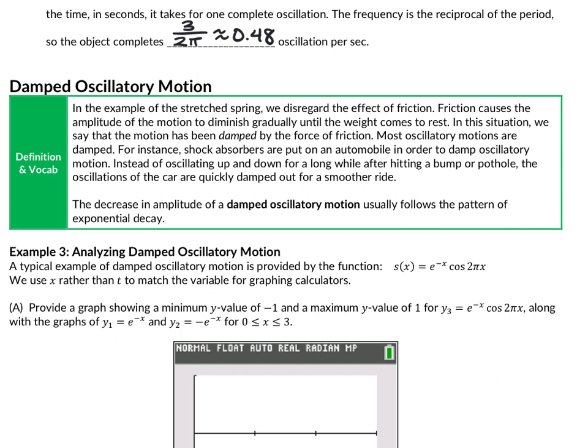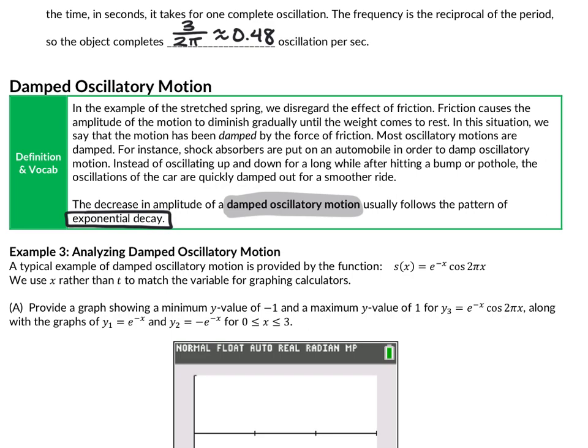So if we think about that, we can actually model those things with different types of functions. This is called damped oscillatory motion. Damped means like dampened or getting smaller. So like the spring in real life would bounce the highest points at first, and then it would get lower and lower until it doesn't move anymore and it goes back to its equilibrium point. A decrease in amplitude of a damped oscillatory motion usually follows the pattern of exponential decay. And so what we're going to do is explore what this looks like on a graph.